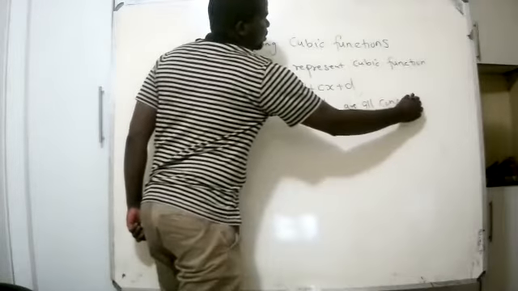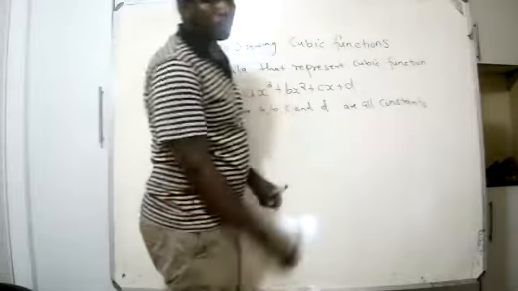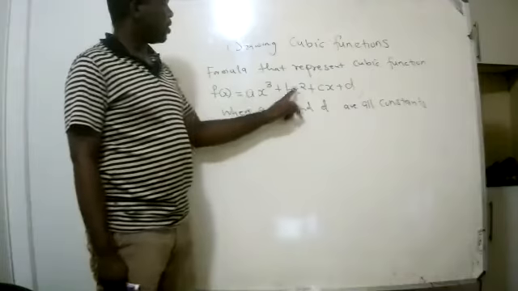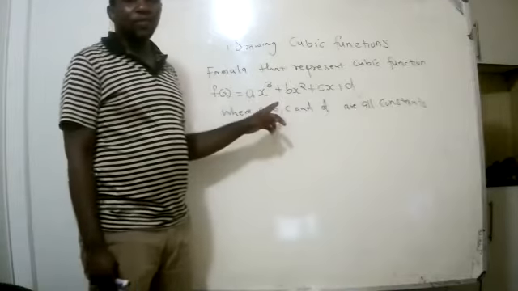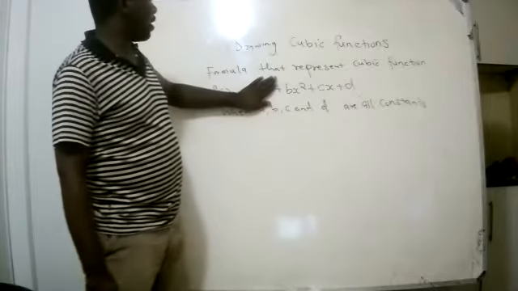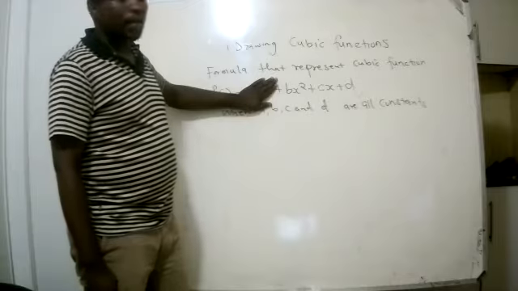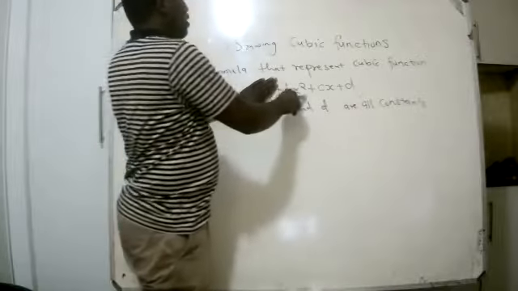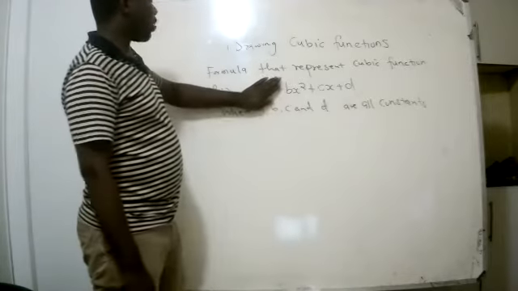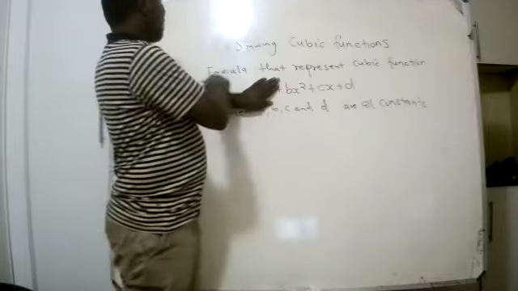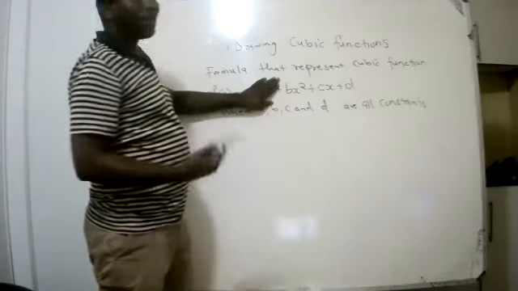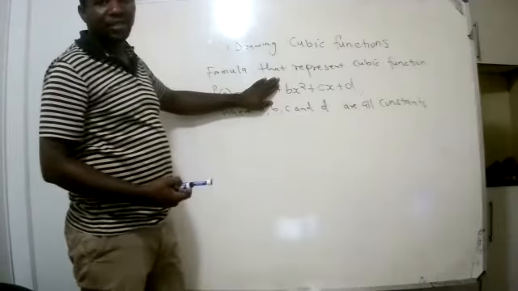Constants means they can be replaced by any value. You can have a certain value and then replace these constants a, b, c, and d. But the general formula for a cubic function must have this term. You can see if this term is not there, this function we have here is a known function. Can any one of you tell me, if we remove this first term here, which function will that be? It's a quadratic. Is it going to be a quadratic or a parabola, right?